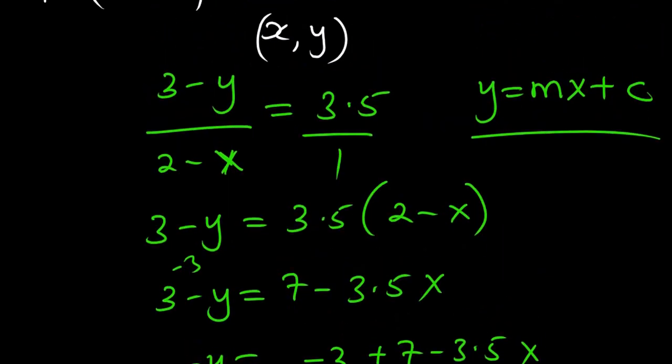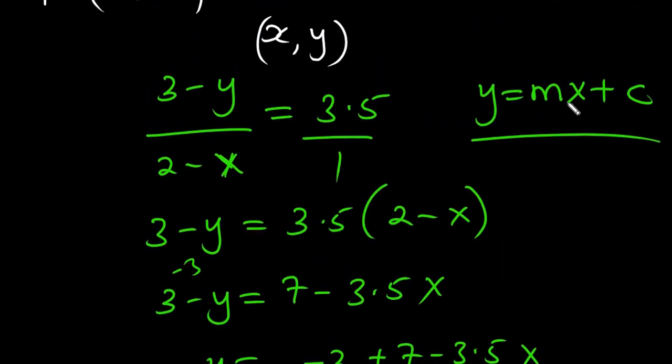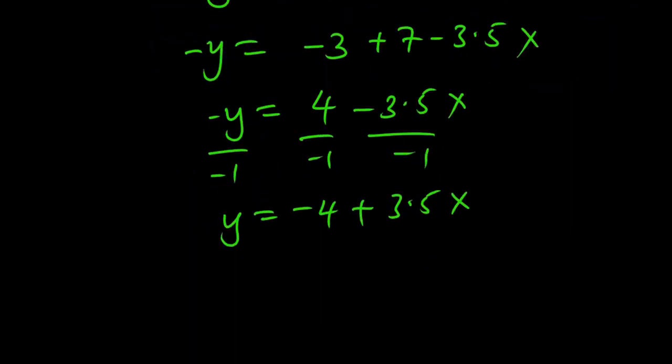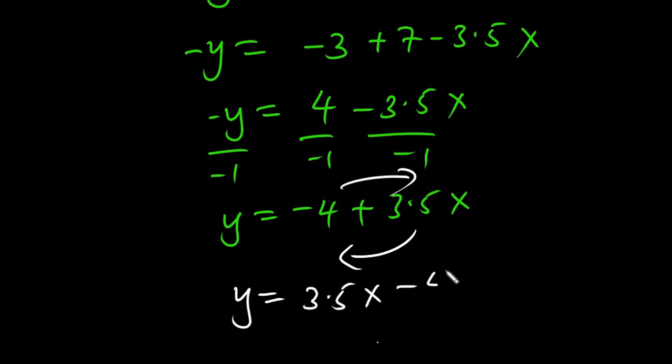But remember, still it doesn't resemble this form. So this should be here, this should be here, and this should be here. So we need to interchange those 2 positions. So it's going to be y is equal to 3.5x minus 4. So you can see that now it resembles the general form of the equation of a straight line, where m, which is 3.5, is the gradient, and negative 4 is the y-intercept. That is the value of y where this line cuts the y-axis.